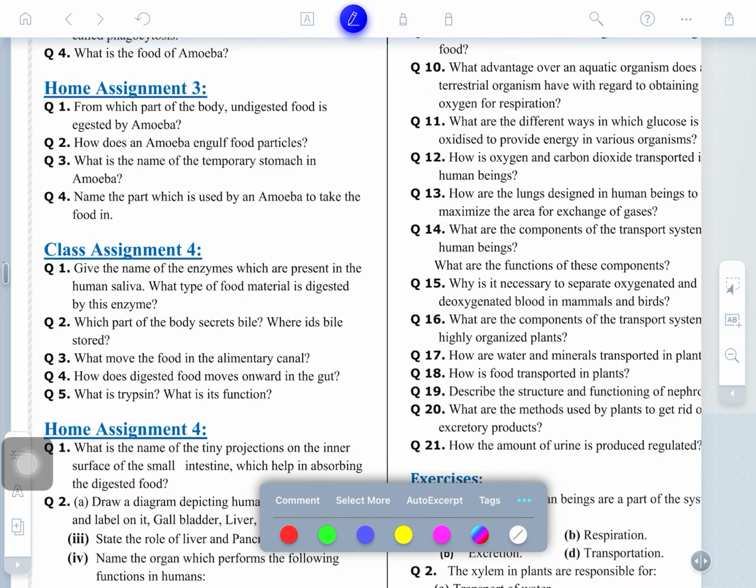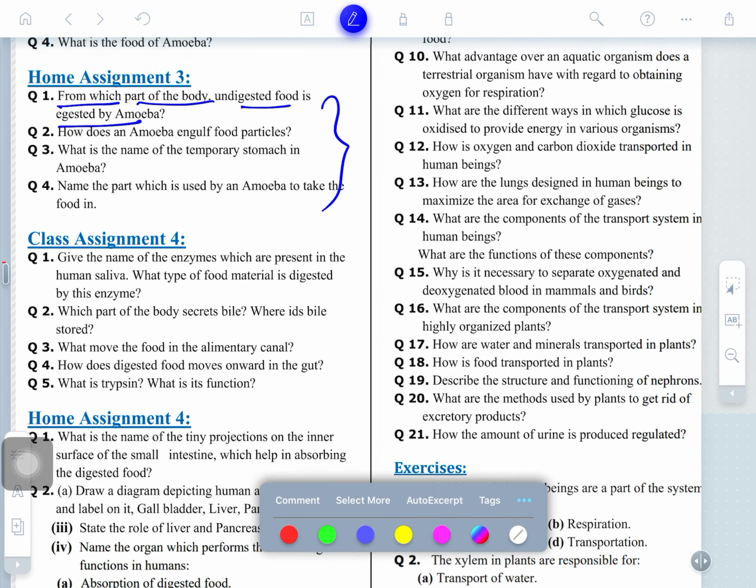You may see the question is there, home assignment 3: from which part of the body is undigested food exhausted in amoeba? This question is to be solved, meaning home assignment 3, and class assignment 4 you will do. These two portions you will solve. Okay guys, please note this is your assignment.